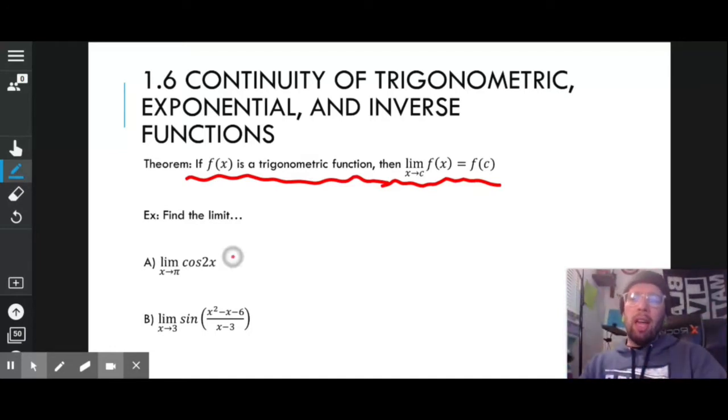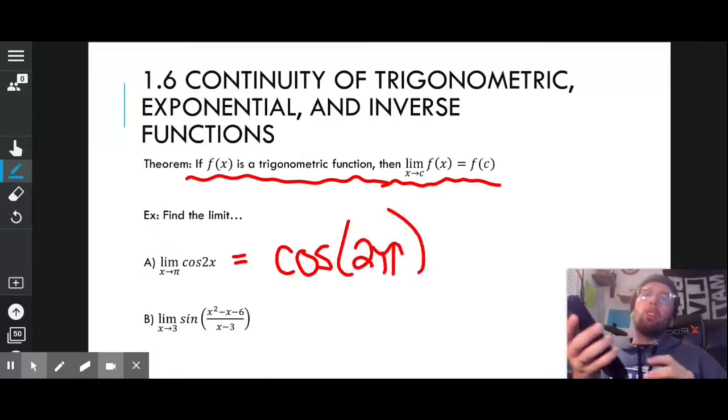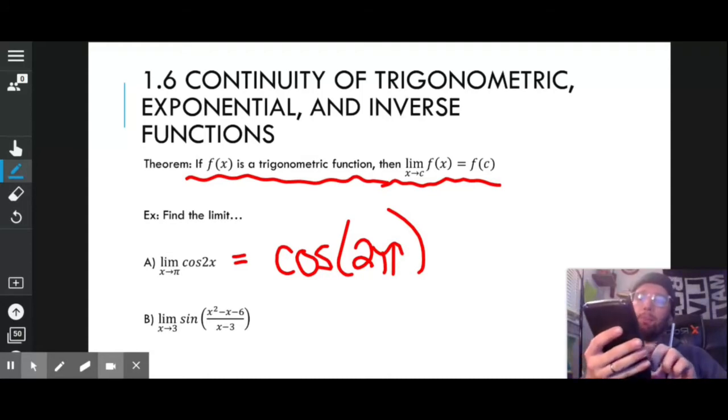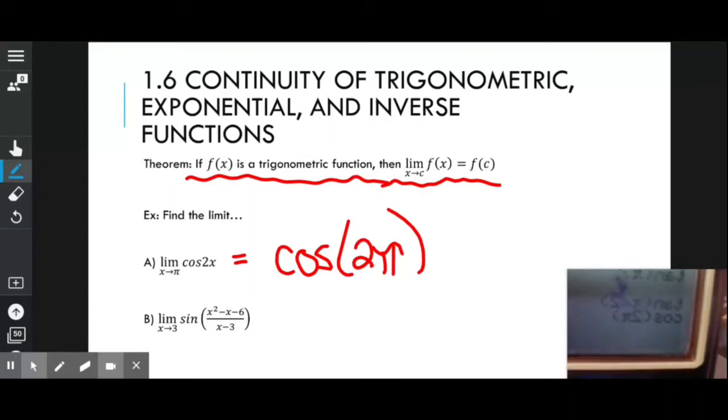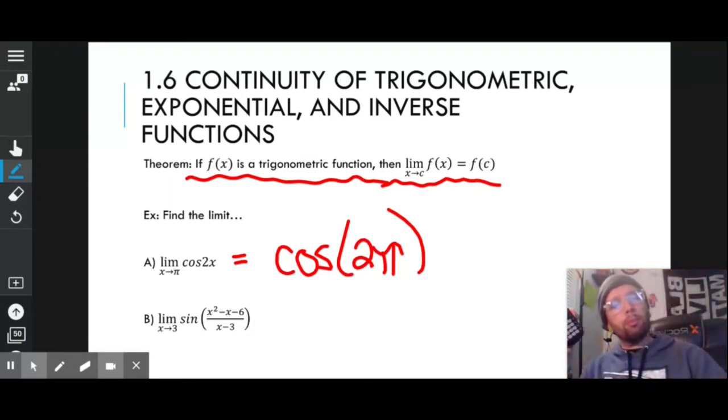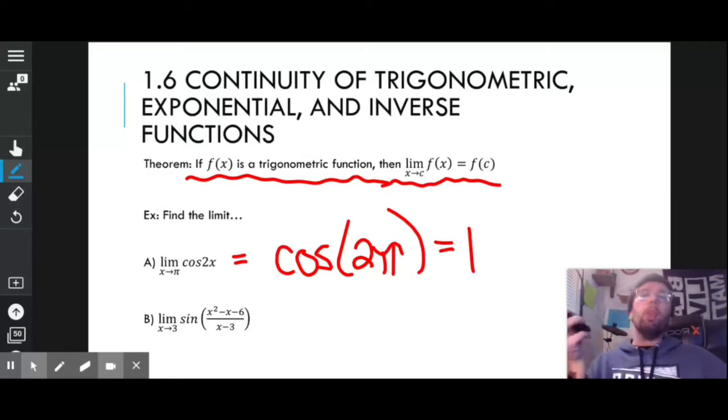So if I wanted to find a, according to the theorem that I have written up there, all I have to do is find out what cos 2 pi is, which I believe is 0, but let's just double check. Cos 2 pi. It's also very important that as you do these, you make sure that your mode in your calculator is set to radians. I was wrong. Cos 2 pi is 1. There you have it.